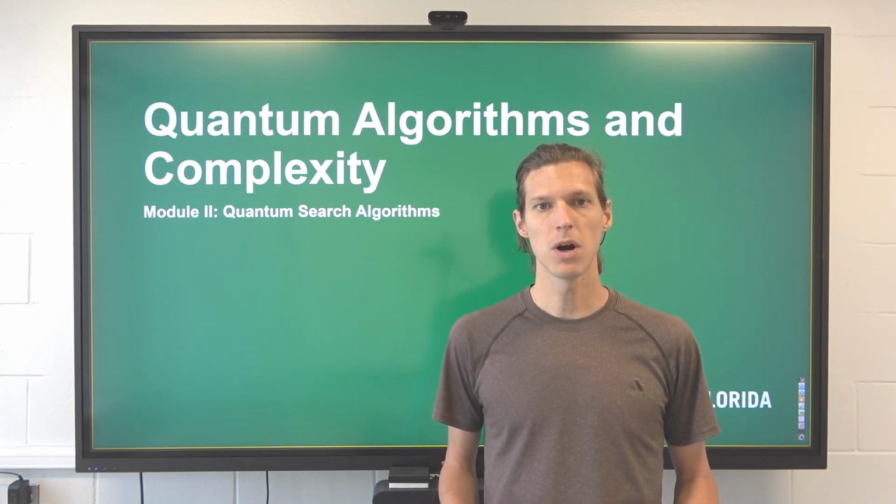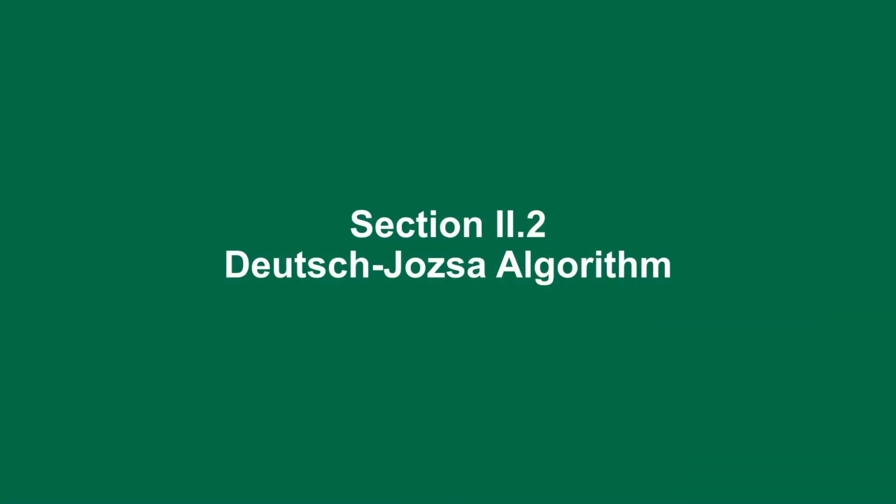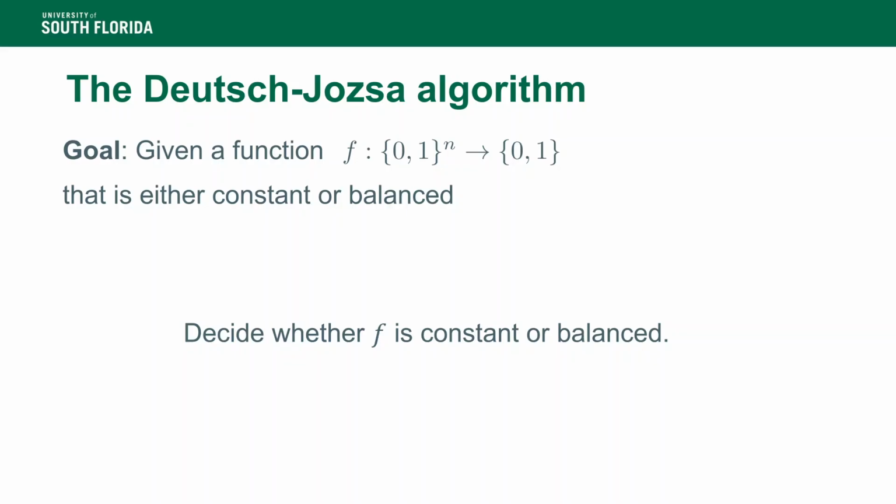Welcome to our second module, which is dedicated to quantum search algorithms. Today, we're going to be discussing the Deutsch-Jozsa algorithm. On a technicality, it is not quite a search algorithm, but it will introduce a certain number of concepts that we will be needing to present the Grover search algorithm and quantum amplification.